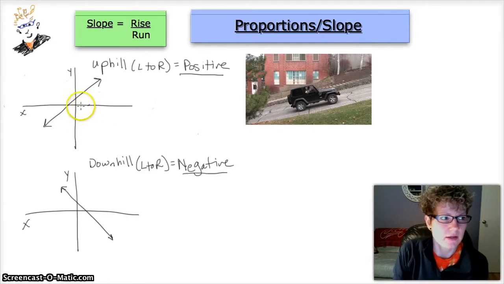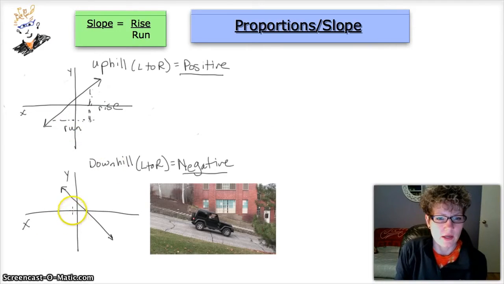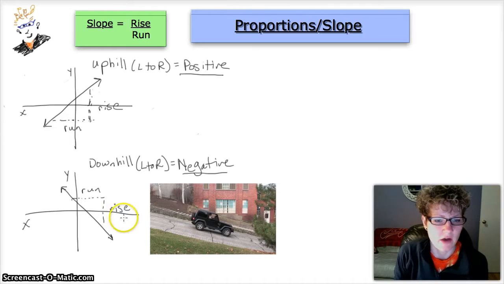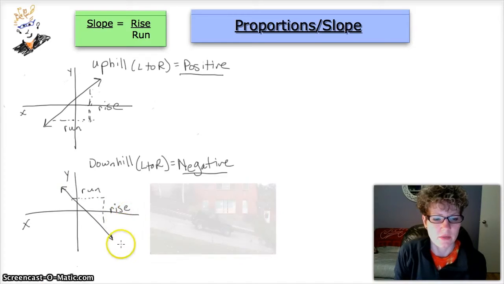So if I look at uphill, I'm going to have a rise. It's going to go up an amount, and it's going to run an amount. And they're both going to be positive, up and up. So positive over positive for the rise over run. This is the rise, and this is the run. If we look at a downhill, then it's going to be a negative. This is going to be a run. But then going down is going to be a negative rise. So when you think of rise, you think of up, but in this case, rise is going to go down because it goes downhill left to right, so that's going to be negative.